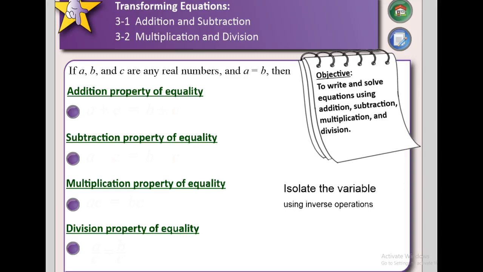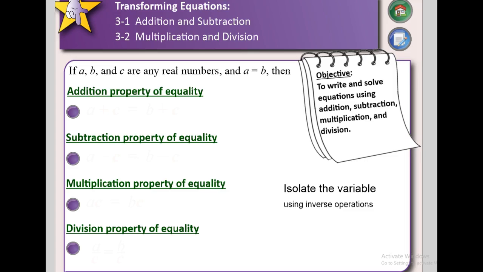All right, class, we are getting into chapter 3 today, and we're finally going to get into what Mrs. Burton calls the nuts and bolts of algebra. We're going to learn how to transform and solve equations. The key to what we're doing today and tomorrow is that we are going to use inverse operations. So we're going to look at addition and subtraction, and multiplication and division, and how to use those ideas to solve equations.